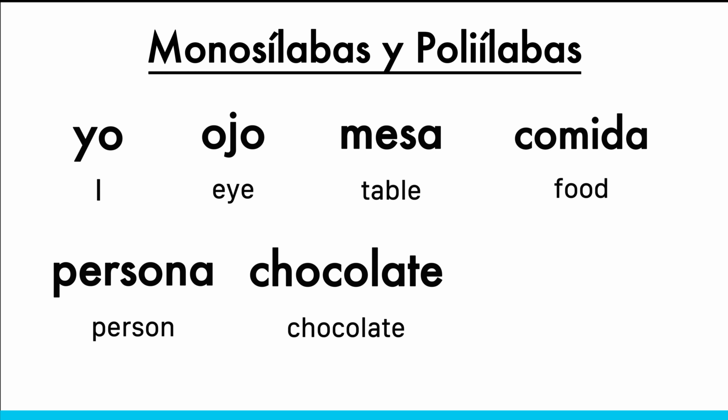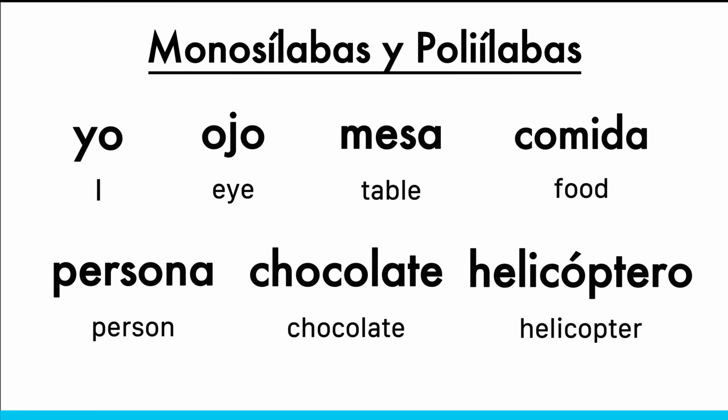Chocolate. It has four syllables. And then we have helicóptero. This word has five syllables.